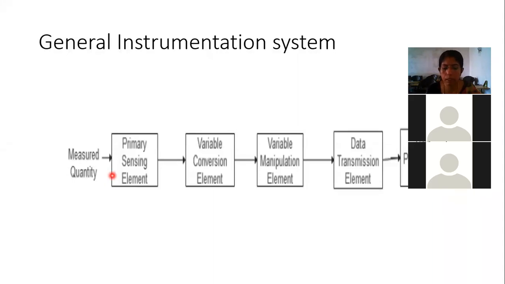It may be pressure, temperature, voltage, or any unknown quantity that we have to sense first. So the primary sensing function is done by a transducer. The output of the transducer may be an electrical signal. So the output is given to the signal manipulation element.